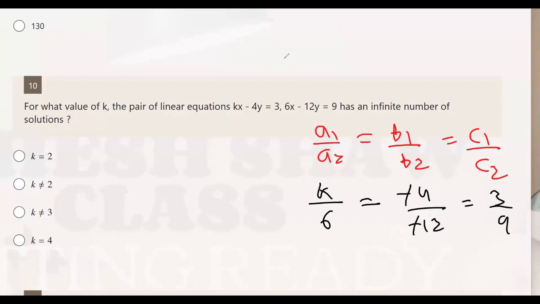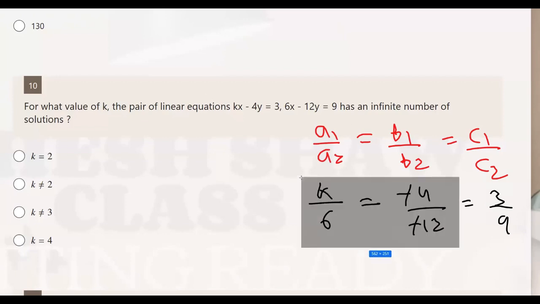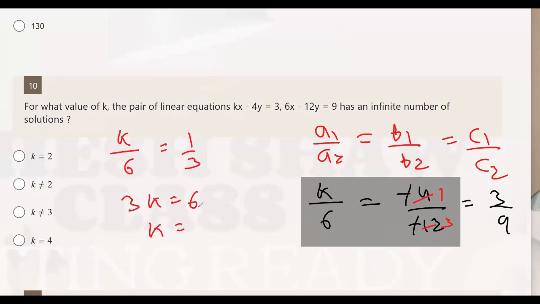These get cancelled here. So you can either equate first and last or maybe first and second, doing cross multiplication. Before that, you can even reduce: 4 one times and 4 three times. So we have k over 6 is equal to 1 over 3. By cross multiplication, 3k is equal to 6. So k is equal to 6 divided by 3, which is 2. So the value of k must be 2, and that is option A.